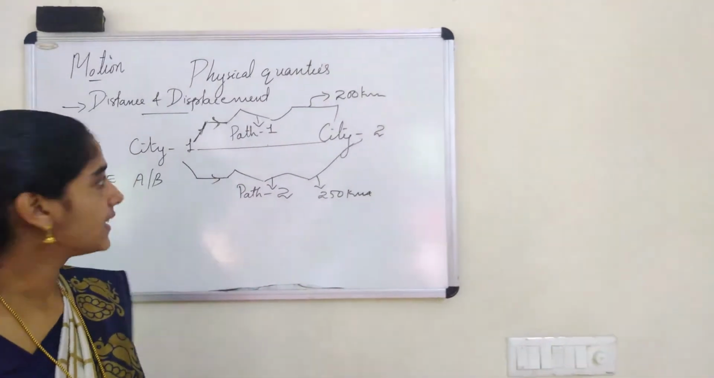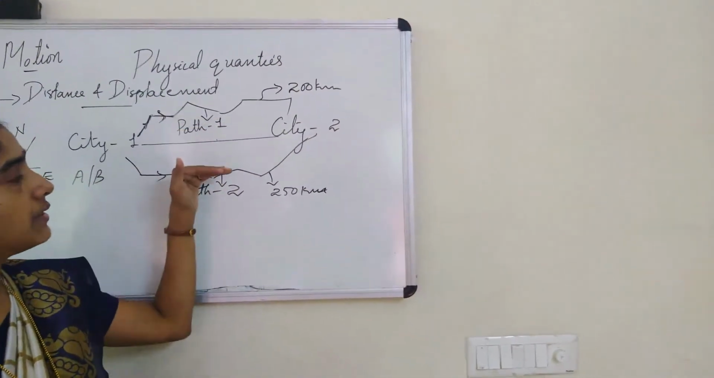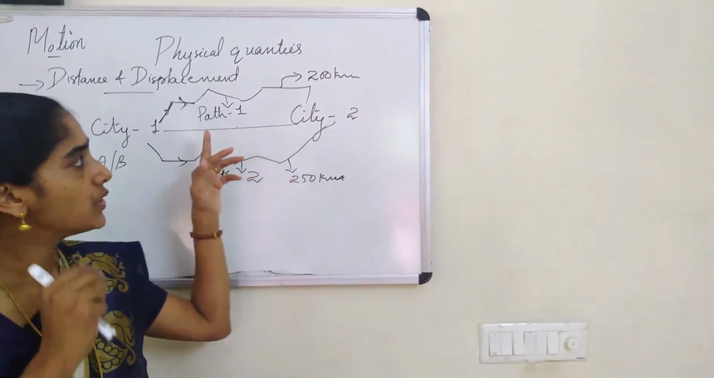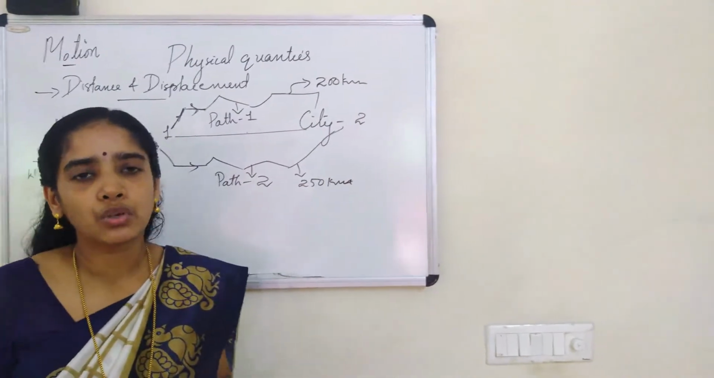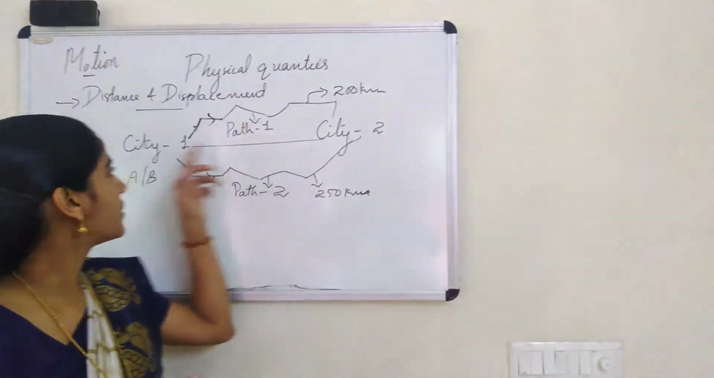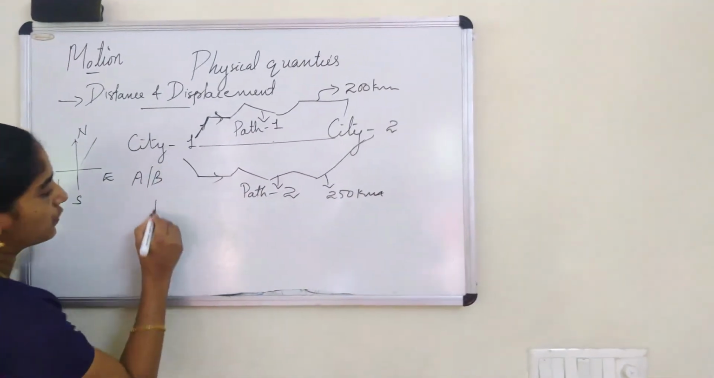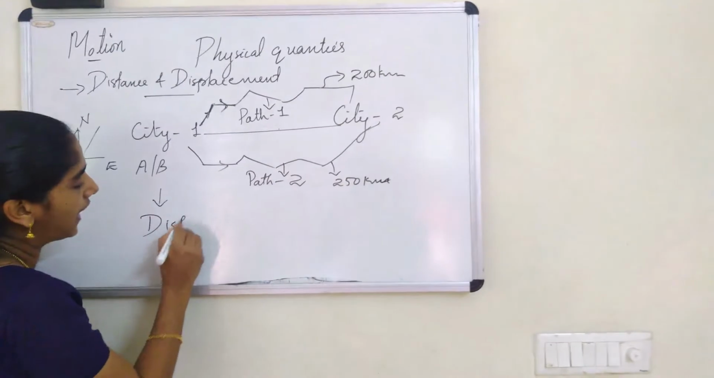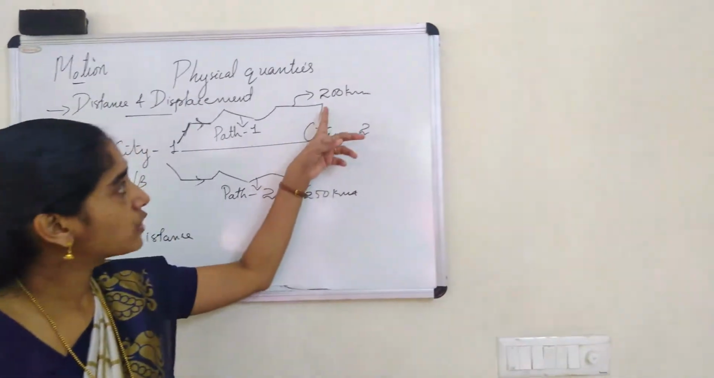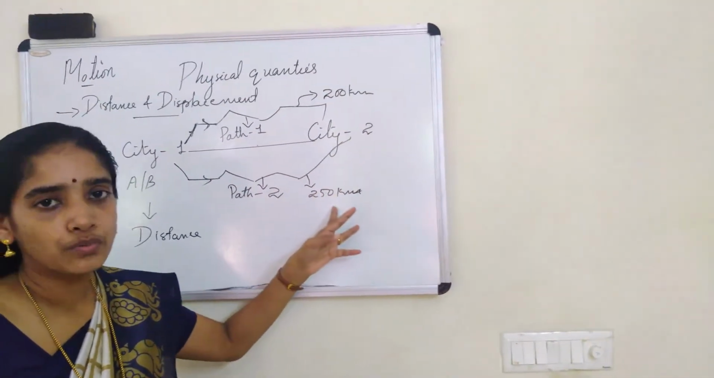And the second thing is, have a look at these three figures. Figures means path 1, path 2 and a straight line which I made. So which is the least distance? Always we know the air distance is the least distance. So this is the least distance from city 1 to city 2. Okay, now, first we obtained the actual path traveled by the object. Now, what is the actual path traveled by A? 200 km and that of B is 250 km.